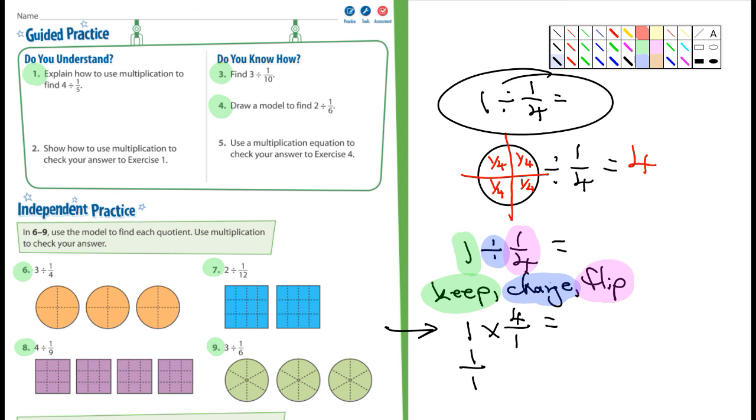Let me show you one more. How about if I divide 2 by, I don't know, let's see here, 1/3. Keep it the same. Change to multiplication, flip it to 3 over 1, which is the same as 2 times 3 over 1 times 1, which is simply 6 over 1 equals 6. So I've shown you how to model these, and I've shown you how to just do it mathematically, just the steps, the keep, change, flip.